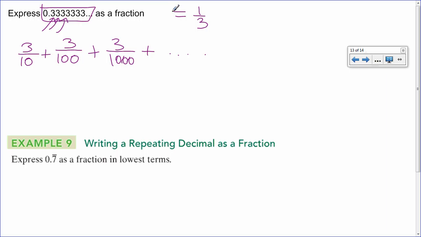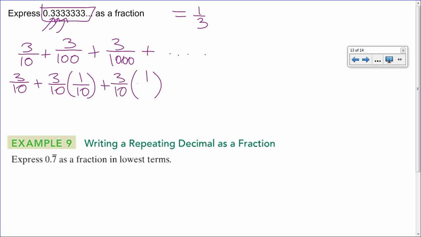Now, here we could say this is 3/10, and then this one here is 3/10, but it's actually being multiplied by the ratio, which is 1 over 10. This third term is 3/10, the first one, multiplied by the ratio, which is 1 over 10 to the power 2, and so on. So what we can tell from here is that a sub 1, the first term, is 3 over 10, and the common ratio is 1 over 10.